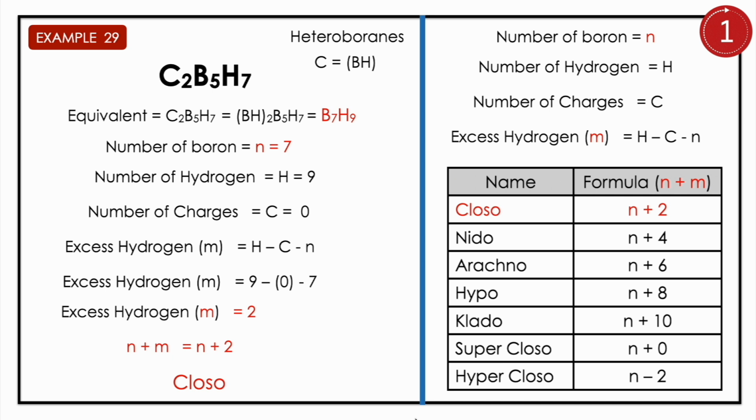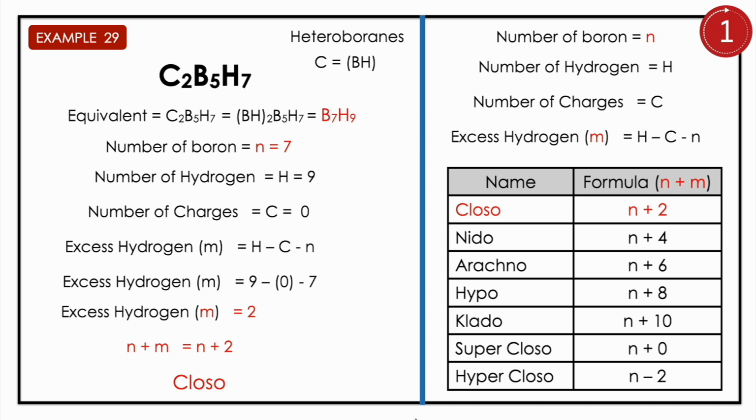So the formula will be BH2B5H7. If you rewrite it, it is B7H9. So the compound becomes a simple borane. We will find the excess of hydrogen. The first step will be counting boron. There are 7 borons, so N is 7. Hydrogens are 9, so H is 9. There are no charges, so C is 0. The excess of hydrogen formula is H minus C minus N, which equals 9 minus 7. That gives 2. M is 2, which means it is an N plus 2 system.